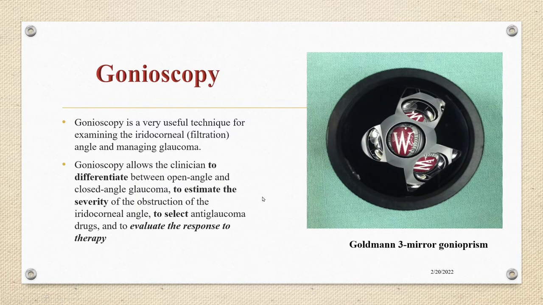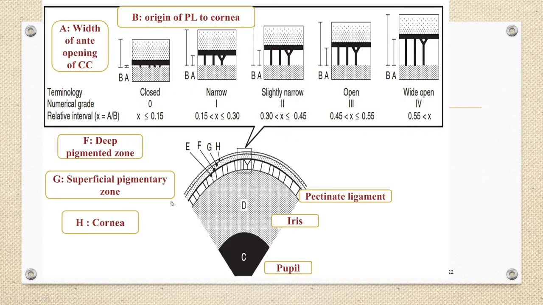So coming to gonioscopy, this is helpful in deciding whether the glaucoma is open angle or closed angle, and it is also useful for evaluation of the treatment. These are diagrammatic representations of the different types of angles: closed, narrow, slightly narrow, open and wide open.